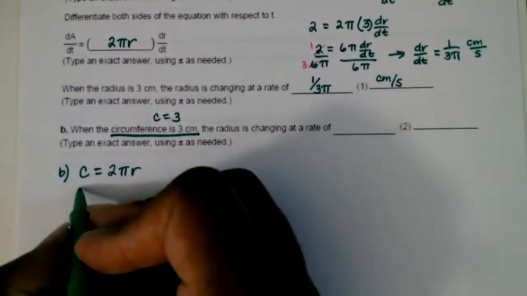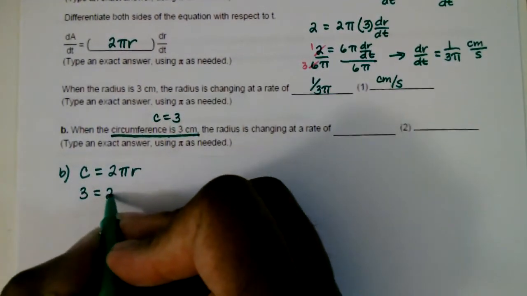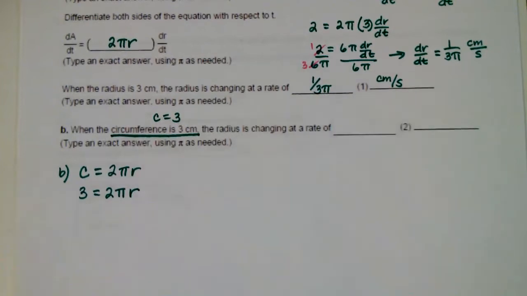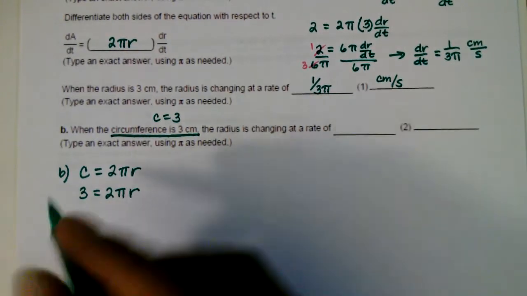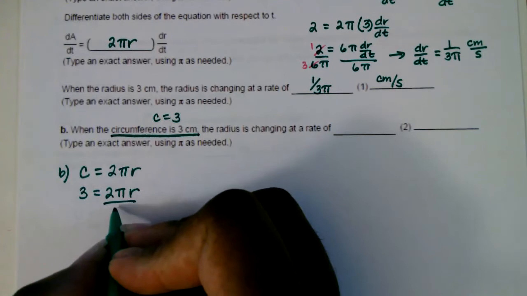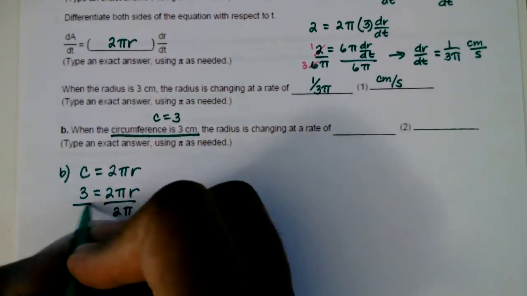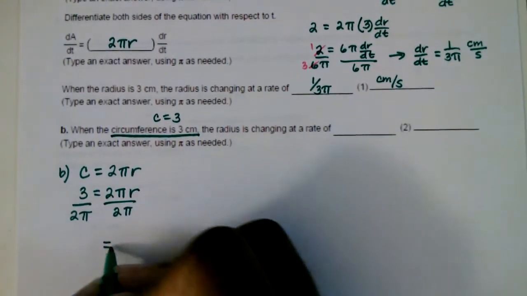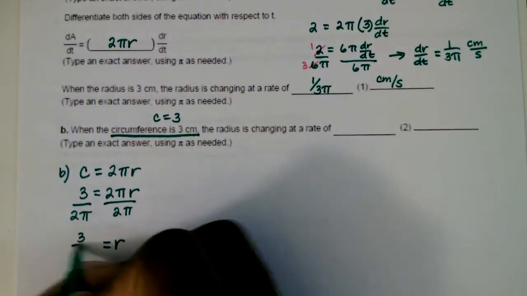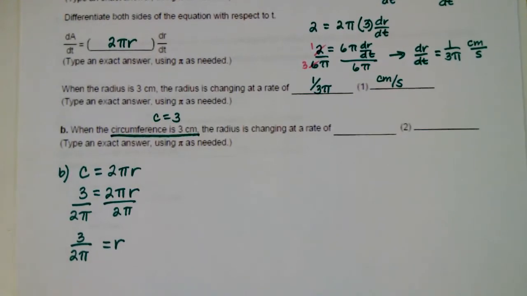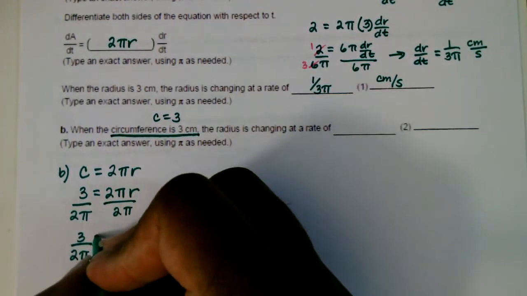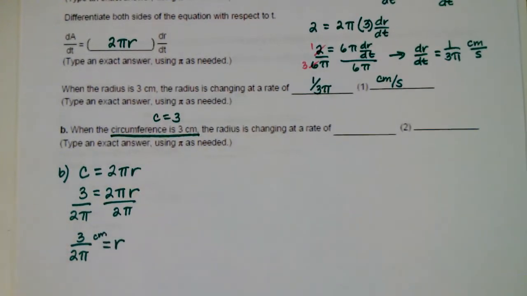Now I'm going to substitute the c with that 3, and that's equal to 2 pi times the radius. Now we need to solve for r, which is our radius here. It's multiplied by 2 pi, so I'm going to divide both sides by 2 pi. So that means r is equal to 3 over 2 pi. And that's, of course, in centimeters as well, because the radius is in centimeters, circumference is in centimeters as well.